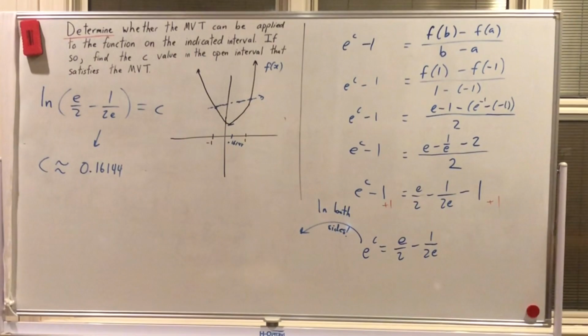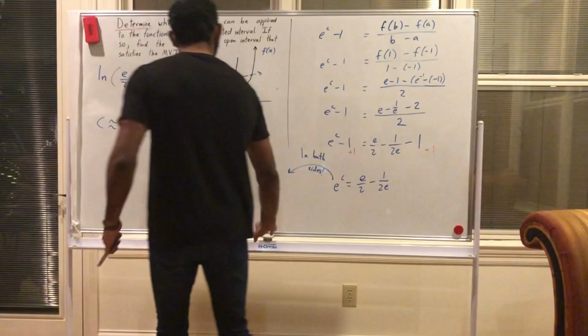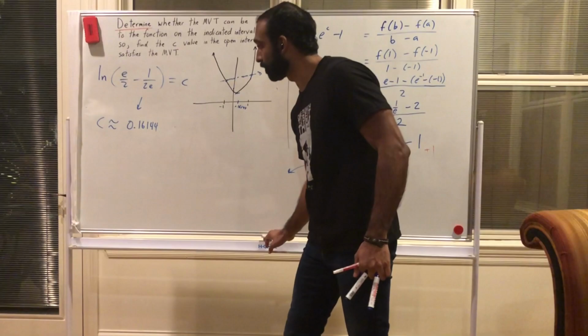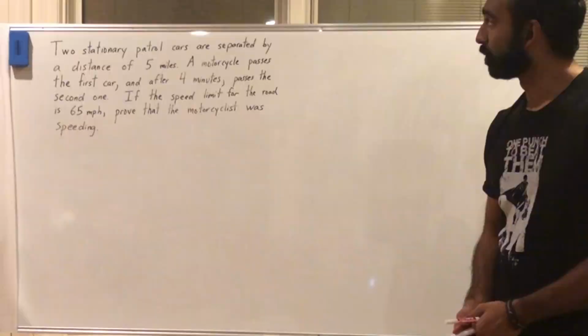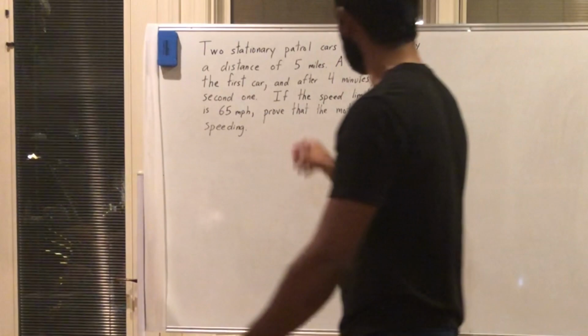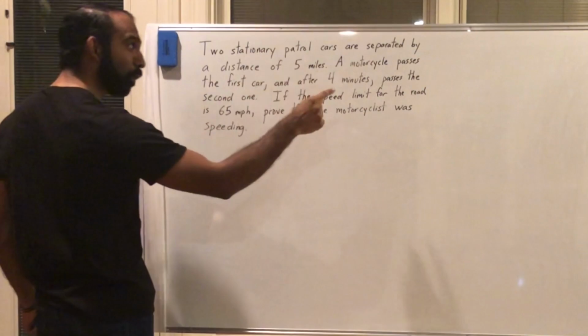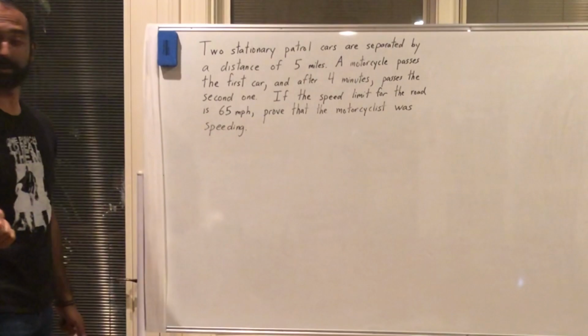Cool. Well, if there are no questions, let's travel around the world to quite a different problem, quite an unexpected problem, especially given this lesson. It's almost a strict word problem. What we have here is a motorcyclist who is possibly not obeying the laws of the land. With two stationary patrol cars separated a distance of 5 miles, he passes the first one, and after 4 minutes, he's passed the second one. And the speed limit for this road is 65 miles per hour. We want to know, is he speeding? If he is, we gotta adjust him.